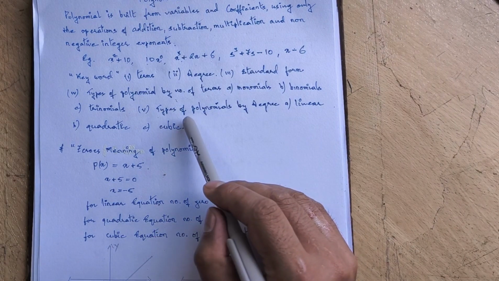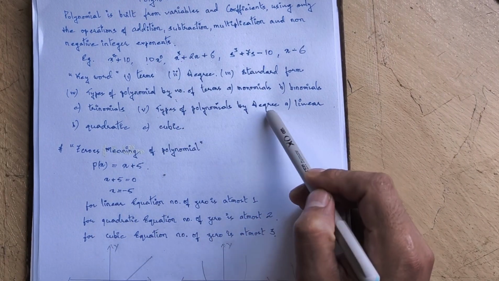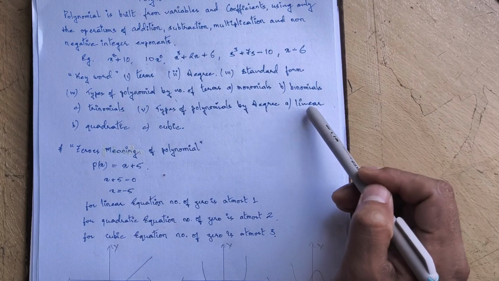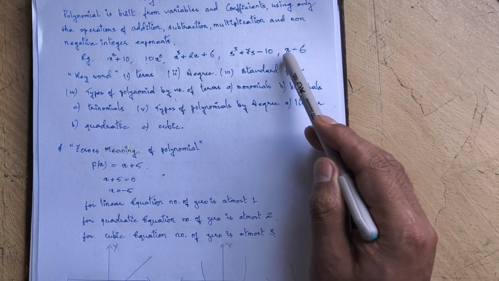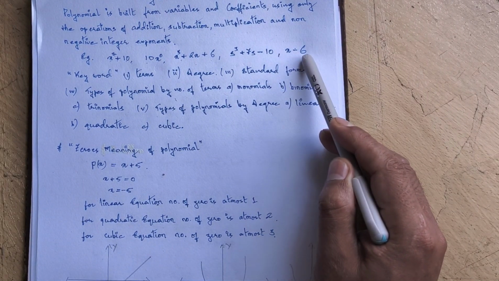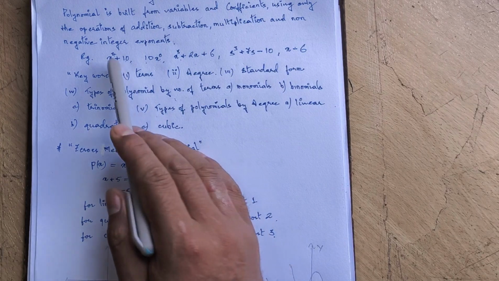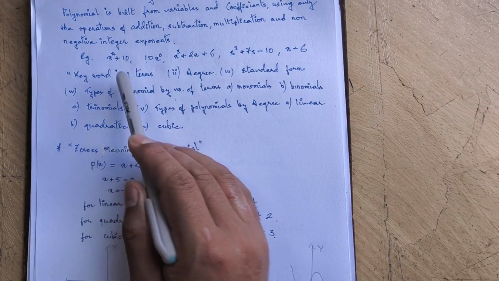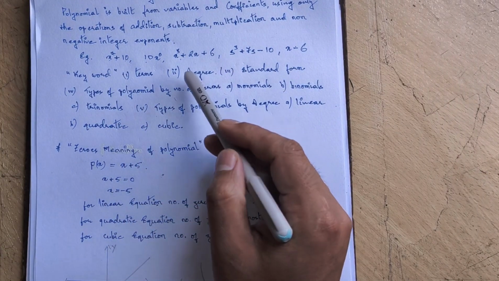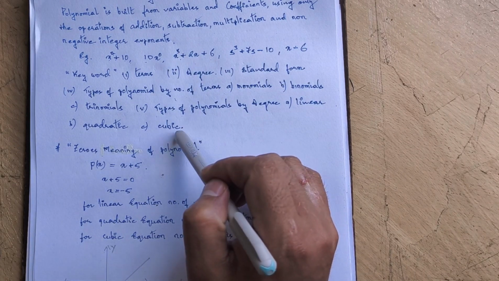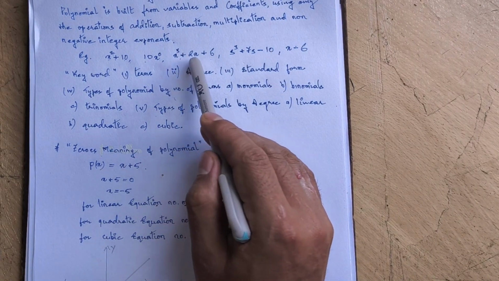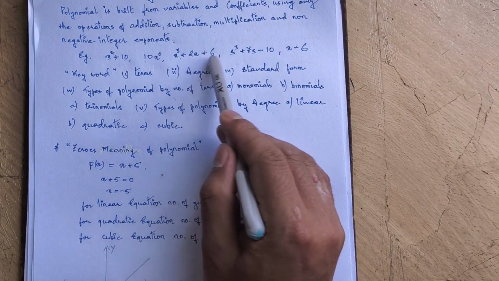Now let's differentiate polynomials based on the degree. A linear polynomial is a polynomial with degree 1, for example x minus 6. Quadratic: a polynomial with degree 2, for example x squared plus 10, is called a quadratic polynomial. And a polynomial with degree 3 is called a cubic polynomial. x cubed plus 2x plus 6. So this is an example of a cubic polynomial.